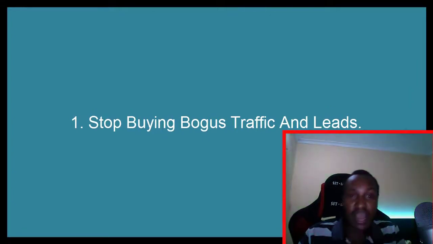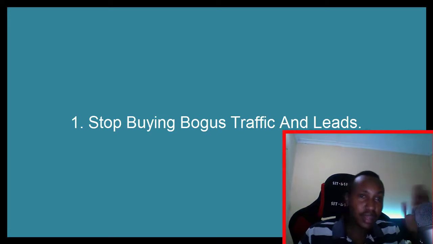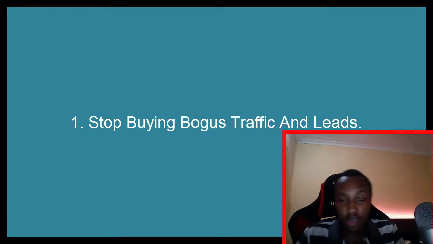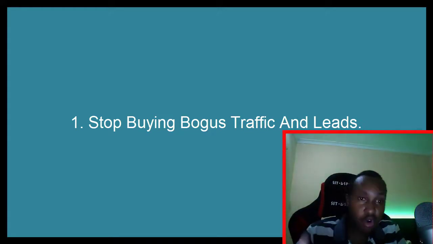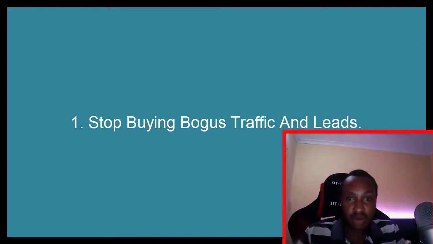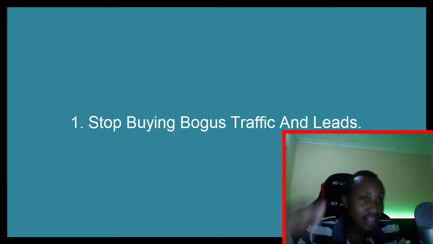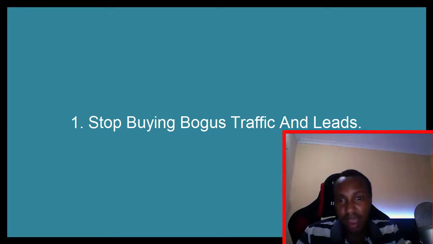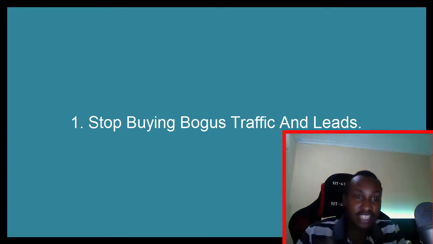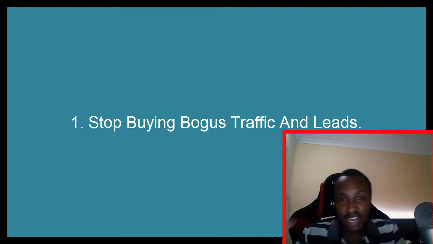Number 1 is stop buying bogus traffic and leads. I see this happen a lot, especially with newbies. What they do is go to fiverr.com, or a Black Hat forum, and find the cheapest source of traffic to get the numbers in the autoresponder account looking pretty. But tell me this, how does having 100,000 subscribers and getting one sale help your business? It does not. So don't fall in love with the number in your autoresponder.